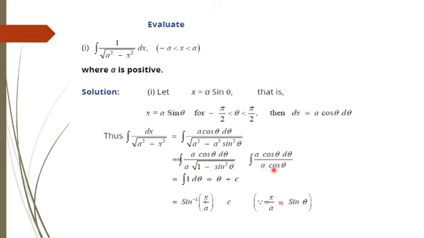We have only a cos theta; a cancels with a, and cos theta cancels with cos theta. We have only 1 d theta, and we know that the integration of 1 with respect to theta is theta plus c. Replace the value of theta from this expression: x is equal to a sine theta, so x by a is equal to sine theta, and sine inverse of x by a is equal to theta. Thus the integral is sine inverse of x by a plus c, which is our final answer.